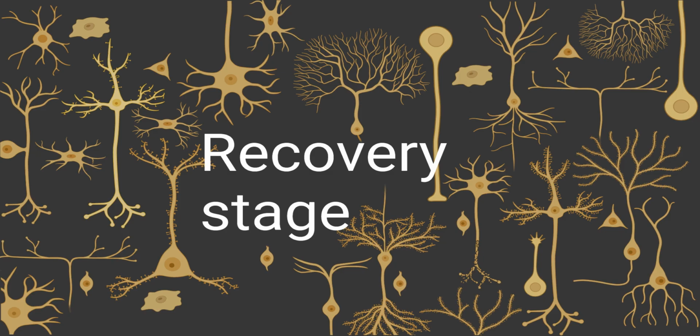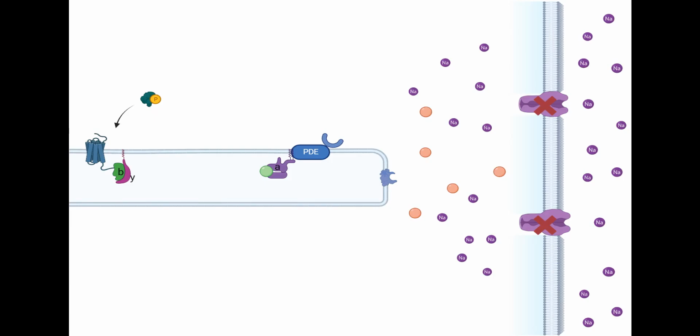Recovery stage. Rhodopsin is phosphorylated by rhodopsin kinase. The phosphate group allows arrestin to bind, which prevents it from activating other transducins. Hydrolyzed GTP will convert back to GDP, which causes the alpha unit to dissociate from PDE.